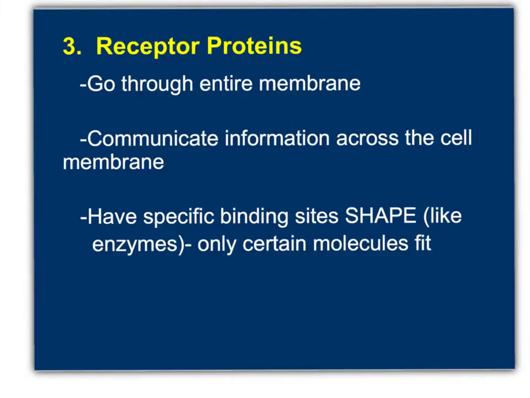Third type of protein are called receptor proteins. These go through the entire membrane, and they receive, hence the name receptor, and communicate information across the cell membrane. So if a cell needs to have a signal sent, or needs information to do a certain job, a receptor protein is what's used. And these receptor proteins have specific binding sites, specific shapes, and only certain molecules can fit.